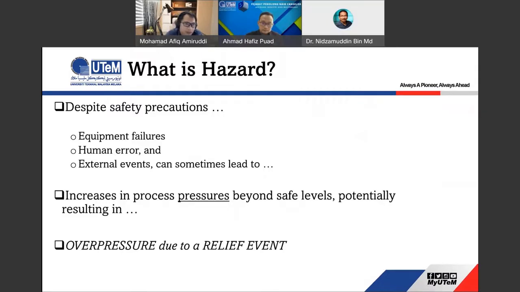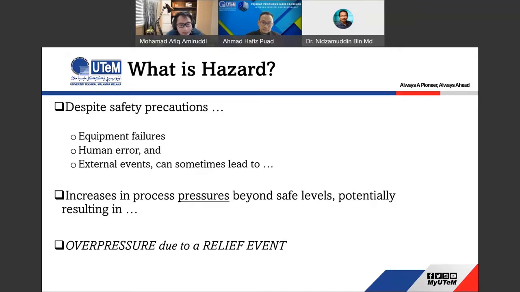First of all, in industry, in the industrial sector, in petrochemical, in oil and gas, I think most petrochemical and oil and gas plants have a safety officer who takes care of these hazards. Despite safety precautions, we have some equipment failures, human error, and external events that can sometimes lead to an increase in process pressures beyond safe levels, potentially resulting in overpressure due to a relief event.